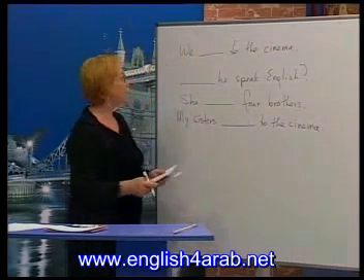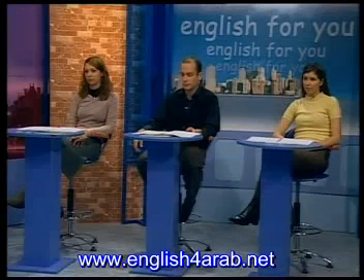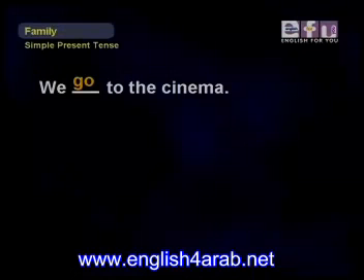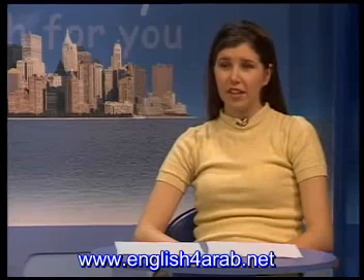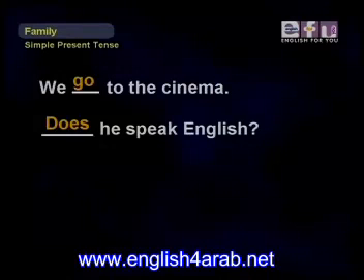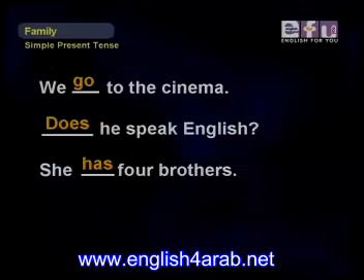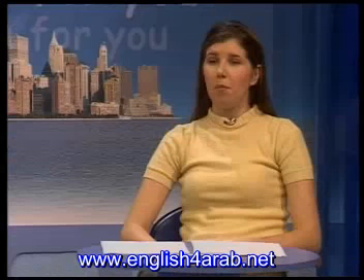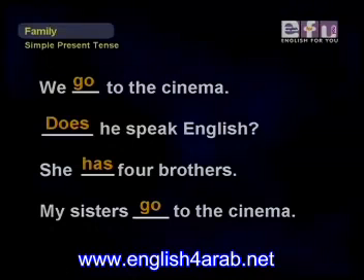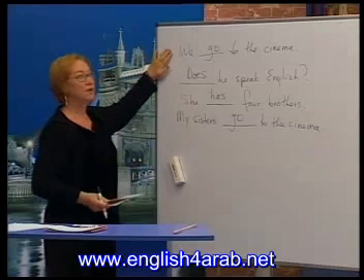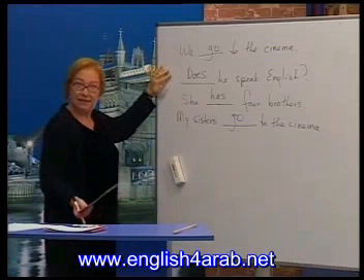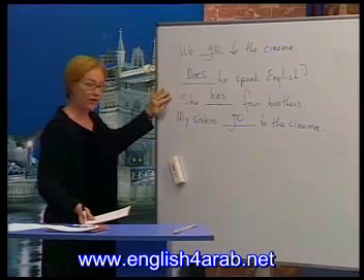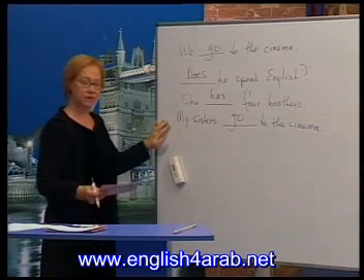Okay, now let's do these one by one. Lisa. Okay. We go to the cinema. Yes, we go to the cinema. Good. Now, Isabel. Does he speak English? Yes, good. Does he speak English? Yes, he does. Good. Now, Ali. She has 4 brothers. Yes, she has 4 brothers. And Isabel? My sisters go to the cinema. Yes, my sisters go to the cinema. Again, we go to the cinema. Does he speak English? She has 4 brothers. My sisters go to the cinema.